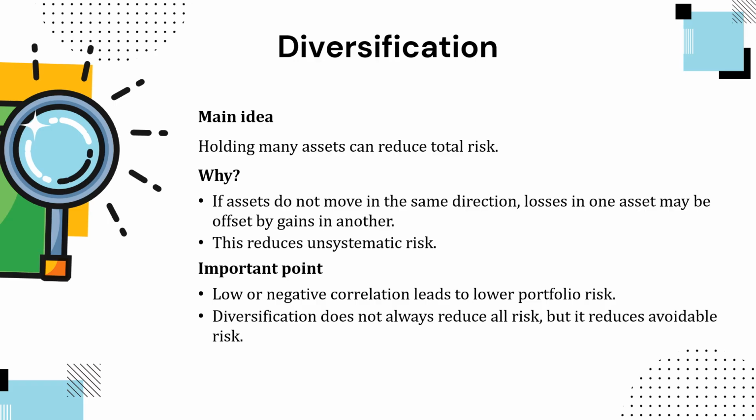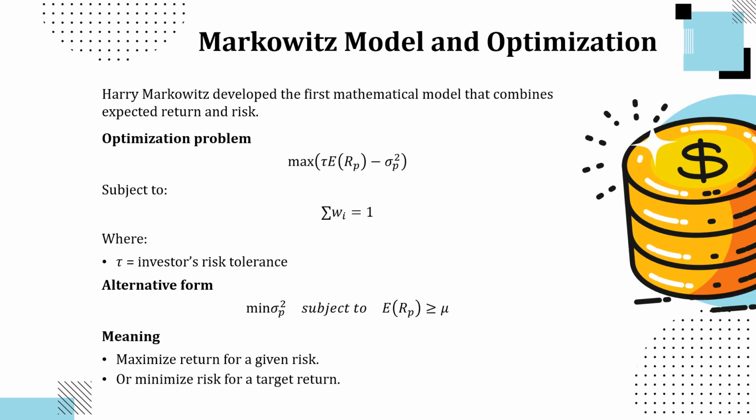Next is diversification. Diversification is one of the most important principles in finance. By investing in multiple assets, an investor can reduce overall risk. If assets do not move in the same direction, losses in one asset can be offset by gains in another. However, diversification mainly reduces asymmetric risks and cannot eliminate all types of risks.